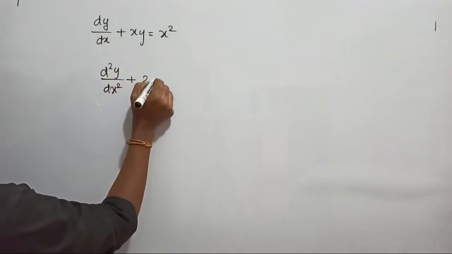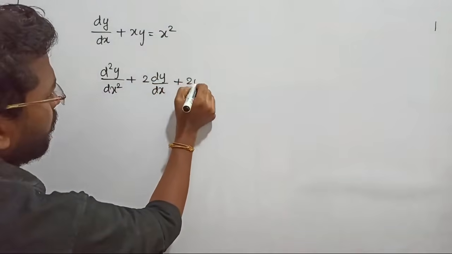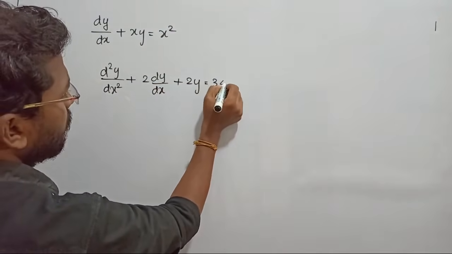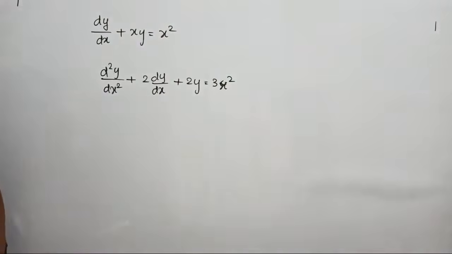Like I can consider some 2 into dy by dx. We have seen many formulas, right? So 2 into y is equal to 3 times of what I can say, y square, sorry, let us consider x square, like that. This is the simple representation of differential equations, right?